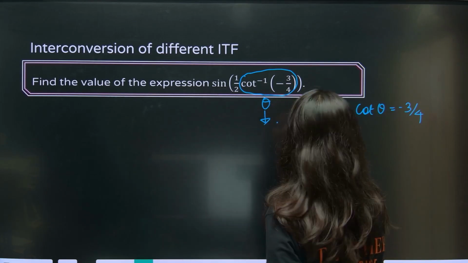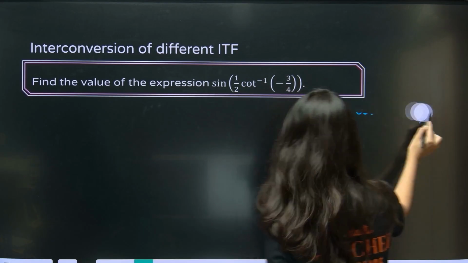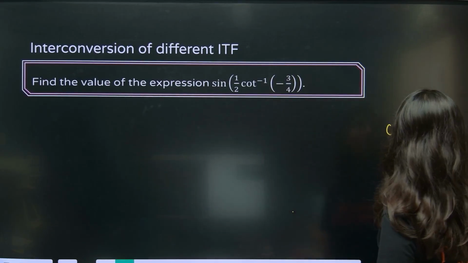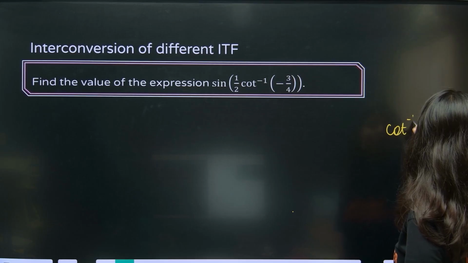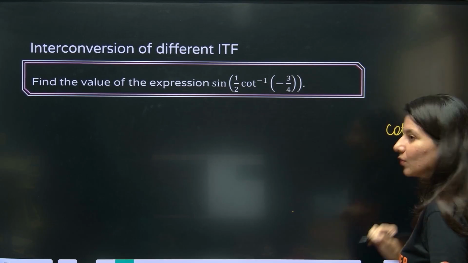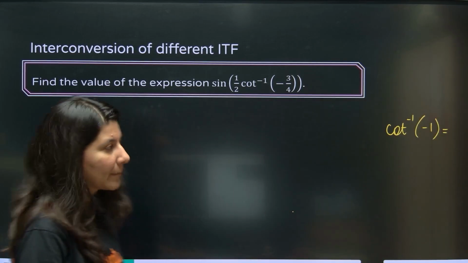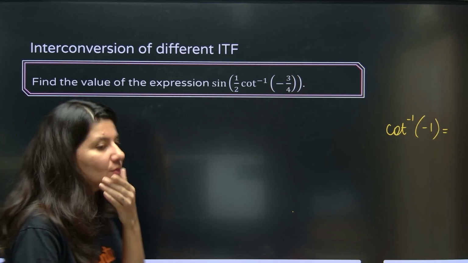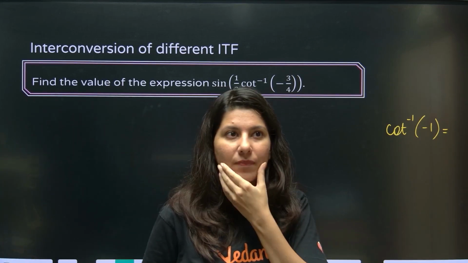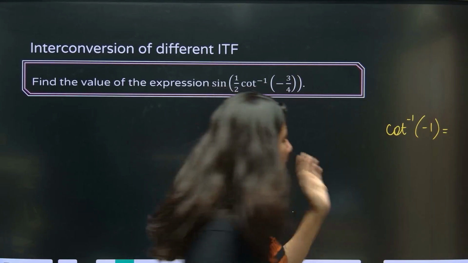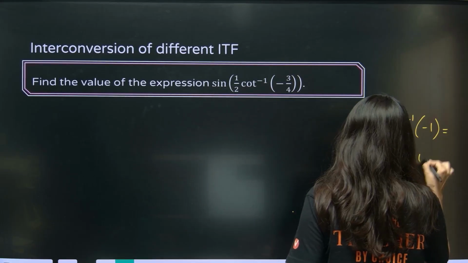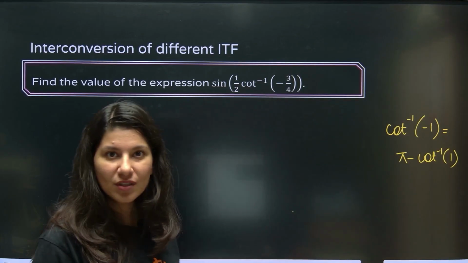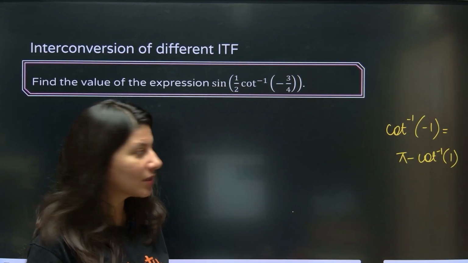Hold on. See, remember one thing. Tell me, cot inverse of minus 1. Who can tell me cot inverse of minus 1? Ma'am, cot inverse of minus 1 will be in the second quadrant. So it will be pi minus cot inverse 1. Can I write like this? Pi minus pi by 4, 3 pi by 4, so pi minus cot inverse 1.